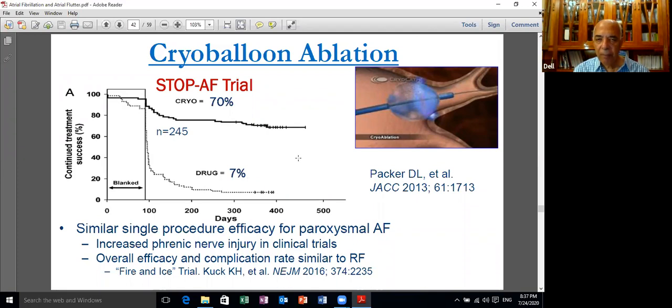The other problem is that when it's rare with the radio frequency ablation, and it's relatively common with the cryoballoon ablation. But on the whole, all in all, the complication rate of cryoablation is similar to radio frequency ablation.